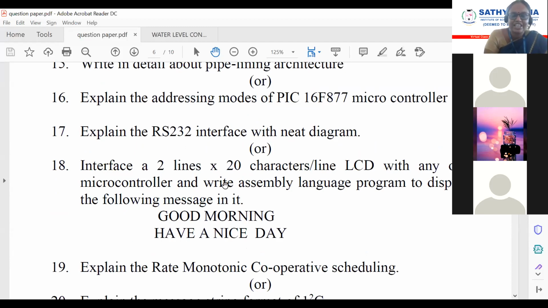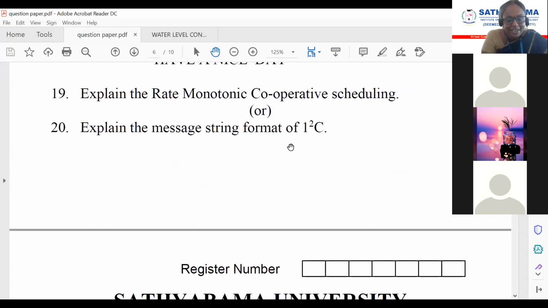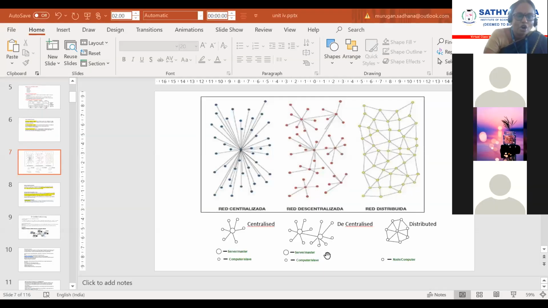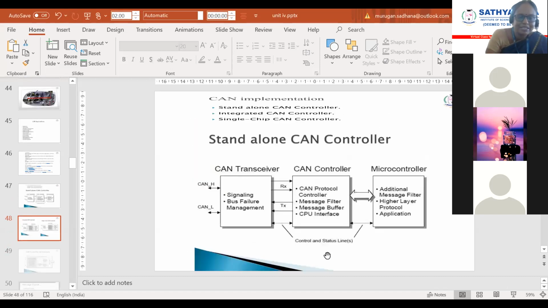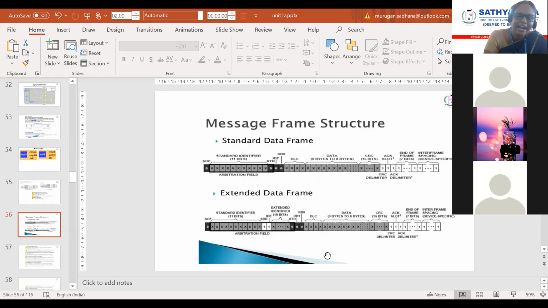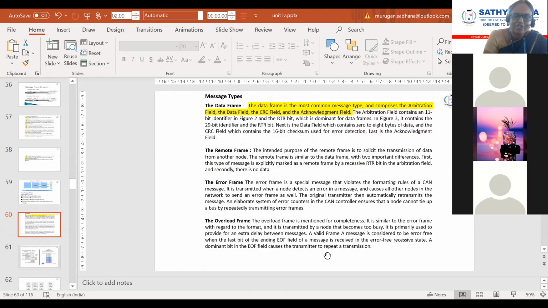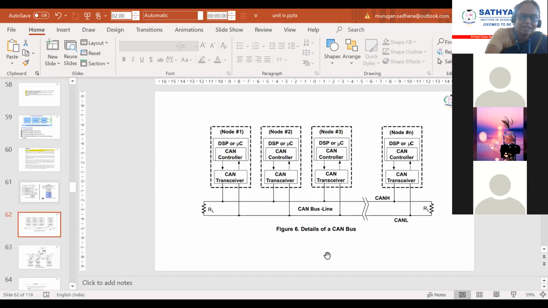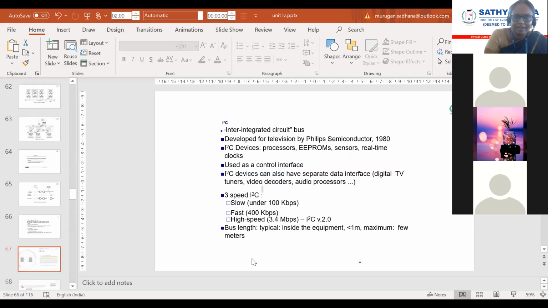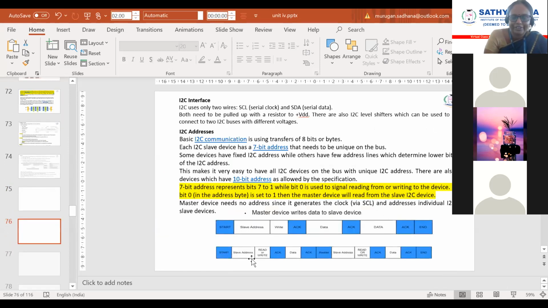And explain the message string format of I2C. Do you remember the message string format? I think I have shared your unit 4 PPT in your LMS. So kindly visit, and today I will complete the correction of your assignment too, and I will post your marks. Okay, ma'am.